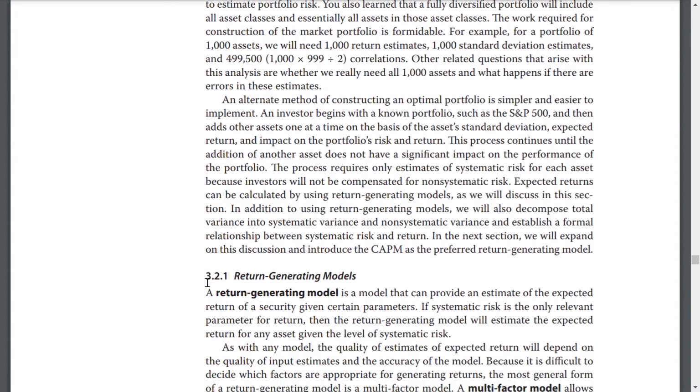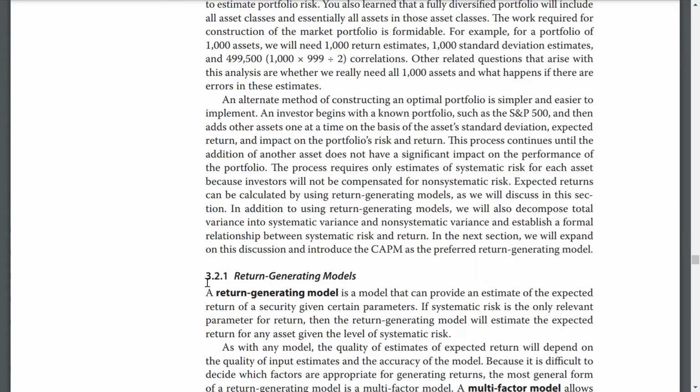An alternative method of constructing an optimal portfolio is simpler and easier to implement. An investor begins with a known portfolio, such as the S&P 500, and then adds other assets one at a time on the basis of the asset's standard deviation, expected return, and impact on the portfolio's risk and return. This process continues until the addition of another asset does not have a significant impact on the performance of the portfolio. The process requires only estimates of systematic risk for each asset because investors will not be compensated for non-systematic risk. Expected returns can be calculated by using return-generating models, as we will discuss in this section.